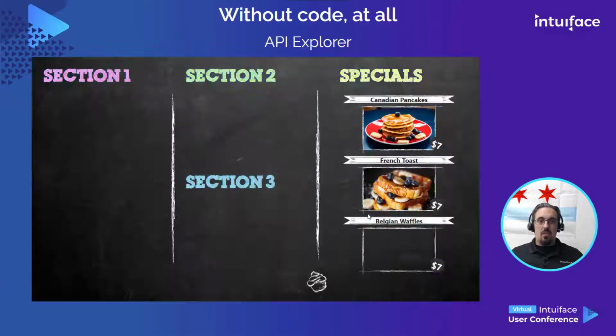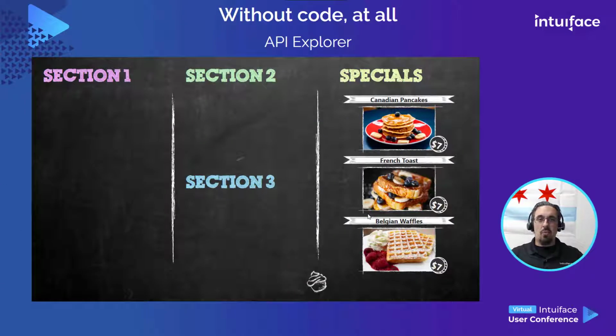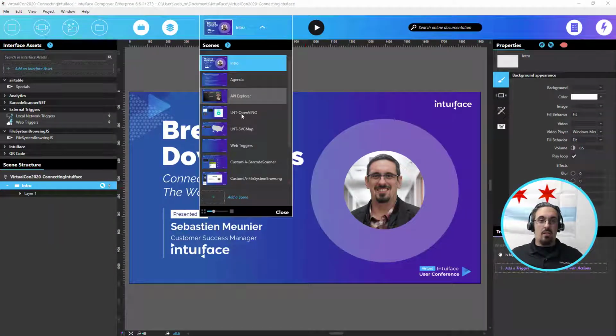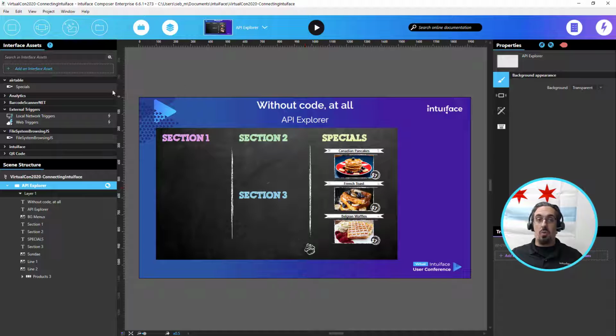Let's start without code. As I said, we're going to focus on the API Explorer. For those who attended the tips and tricks session, we're going to reuse the content from the quick service restaurant base. So we are going to try to display a menu in these sections. And to do that, I'm going to go back in edit mode and use the API Explorer.